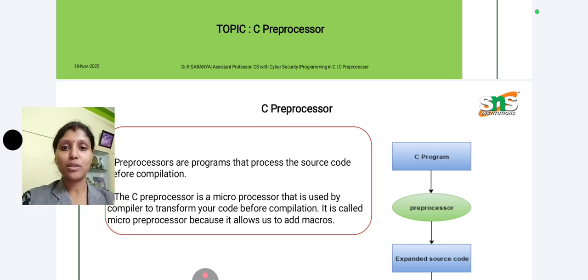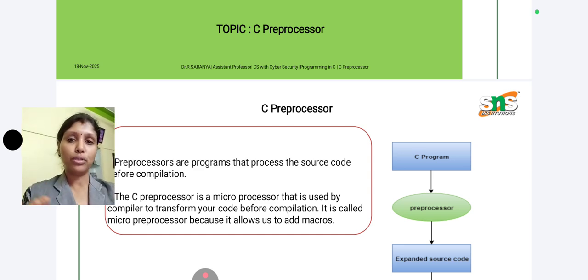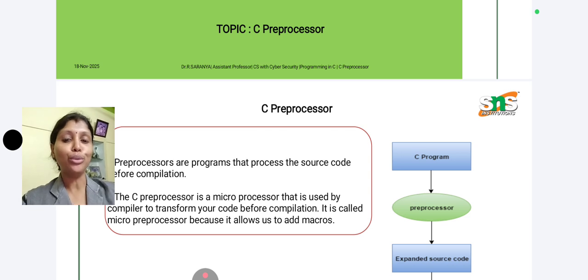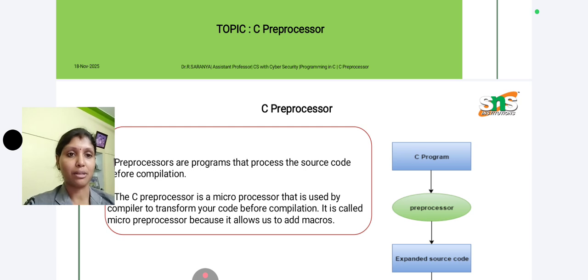What is a preprocessor? We simply call it a program that processes source code before the compilation starts. For example, if you start writing C code, after that we check for errors, so for that we use the compilation process. Before that, we use the preprocessor in order to expand the source code, transforming the code before compilation.